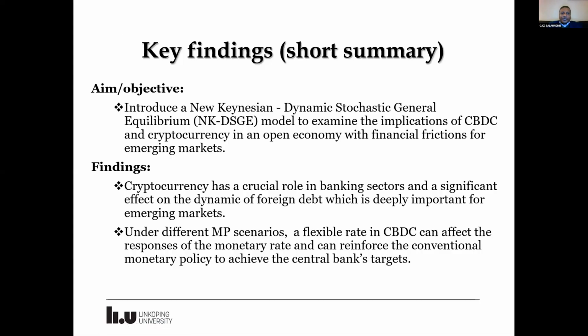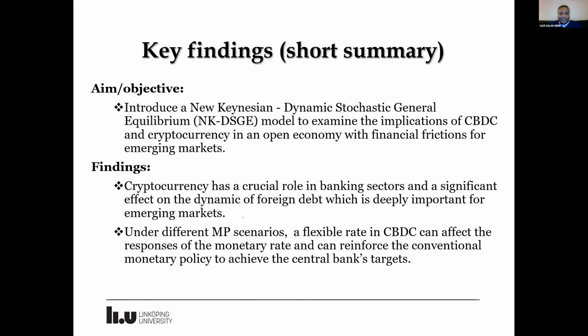So in your study, you introduced the new Keynesian dynamic stochastic general equilibrium model to explain the implications of CBDC and the cryptocurrency in an open economy with financial friction for emerging markets. The main key findings, based on my understanding of this study, are that cryptocurrency has a crucial role in the banking sector and had a significant effect on the dynamics of foreign debt, which is deeply important for emerging markets.